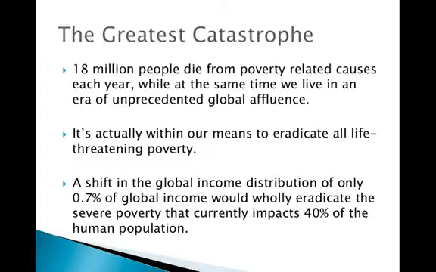So according to the authors, it's actually within our means to eradicate all life-threatening poverty. They're saying that they'd say a shift in the global income distribution of only 0.7% of global income, not a very big shift, would wholly eradicate the severe poverty that currently impacts 40% of the human population. Imagine making 0.7% less than you do right now, and then that eradicating severe poverty on 40% of the population. That's a lot. That just doesn't seem very demanding.